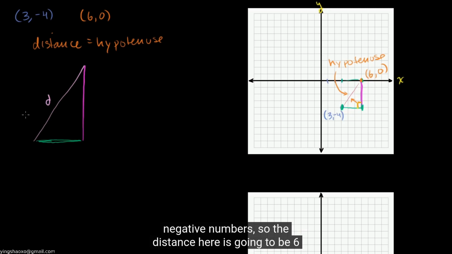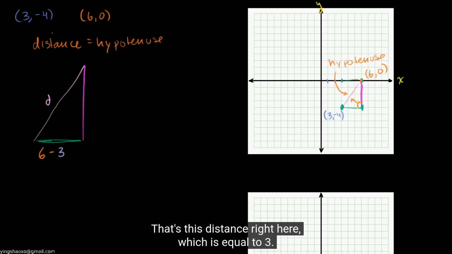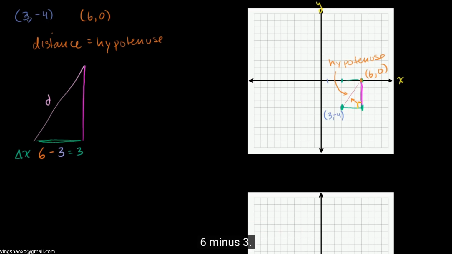So the distance here is going to be 6 minus 3, right? 6 minus 3. That's this distance right here, which is equal to 3. So we figured out the base. And just to remind ourselves, that is equal to the change in x. That was equal to your finishing x minus your starting x. 6 minus 3. This is our delta x.